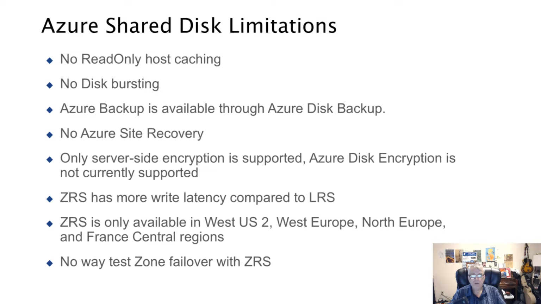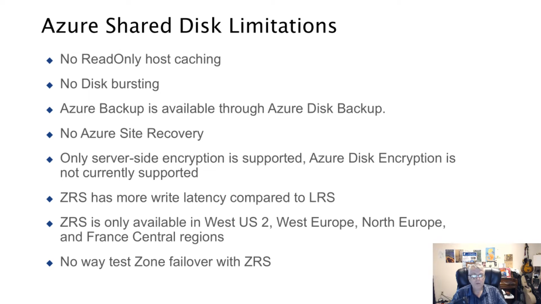So what are some things to consider with Azure Shared Disk? You can't enable the host caching or disk bursting. You can't do the Azure SQL backup. You can only do Azure Disk backup. You can't use Azure Site Recovery, so your DR options are limited to things like traditional backup or log shipping or configuring an AG from your cluster FCI to another instance. So you really have to think about what you're going to do for disaster recovery. The Azure Disk Encryption is not supported, so you'll have to think about server-side encryption.